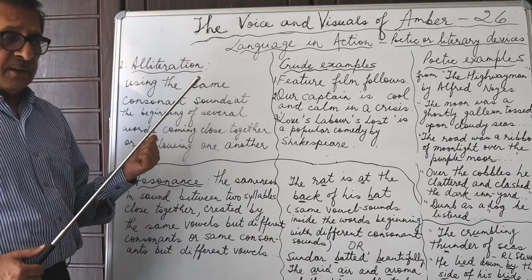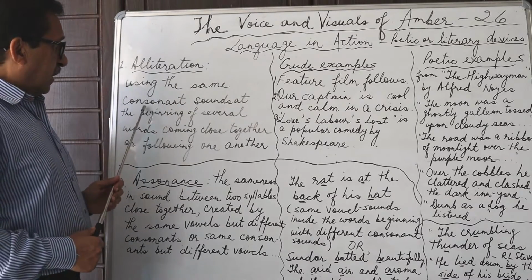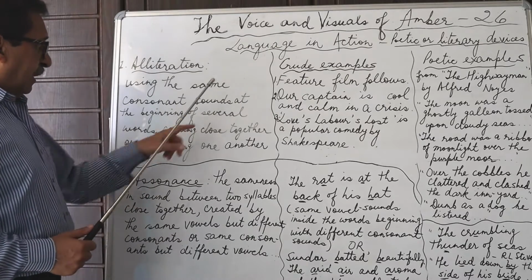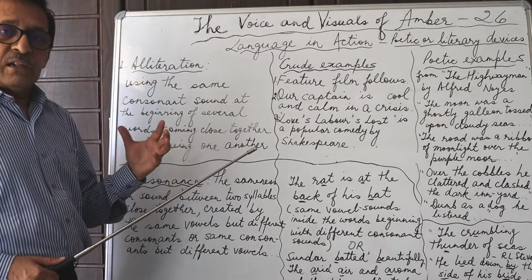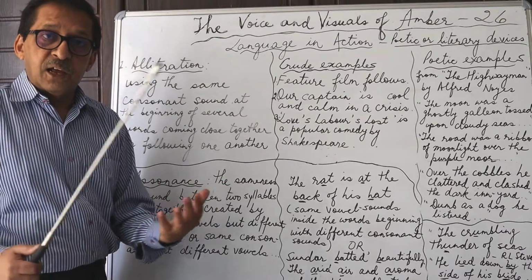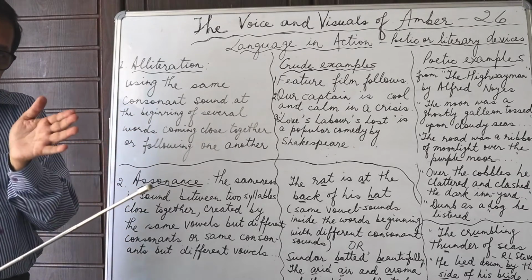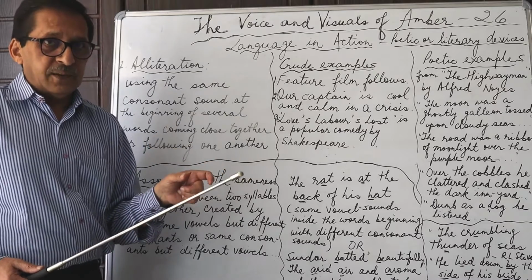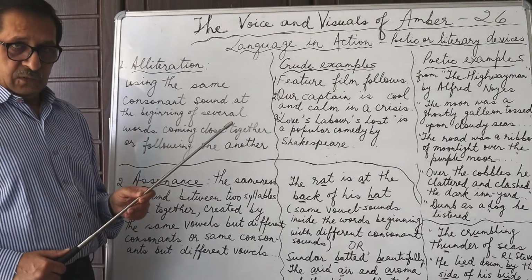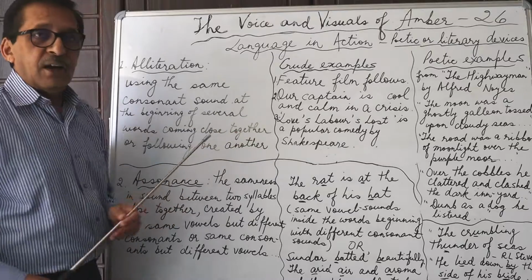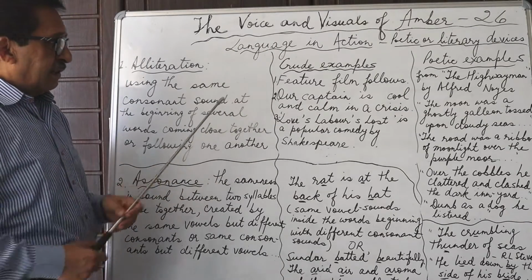Alliteration is a poetic device when the writer, the poet, the author, the novelist, uses the same consonant sound at the beginning of several words coming close together, or they can even follow one another. So one word beginning with the same consonant sound is followed by another word beginning with the same consonant sound. That is called alliteration. So, let's have a few everyday examples, which I call the crude examples. Let's see the first one.